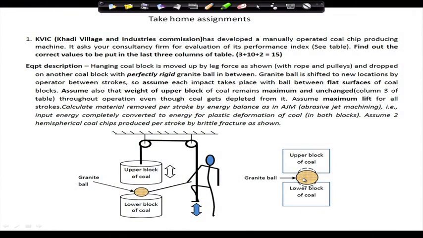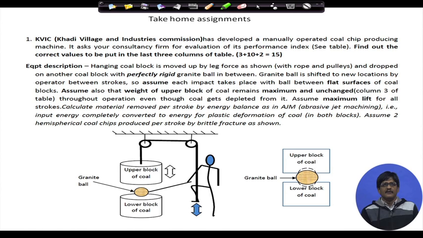Next, we have another problem. All these take home assignments will be for your interest, and therefore, they will not be conventional run of the mill experiment, run of the mill questions.